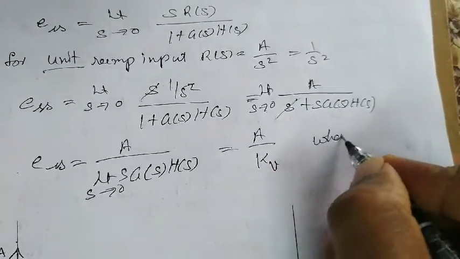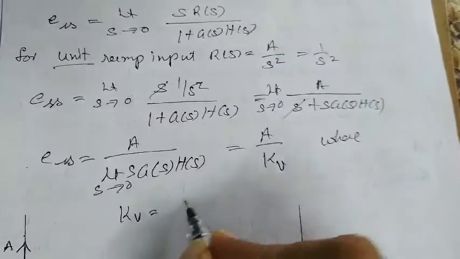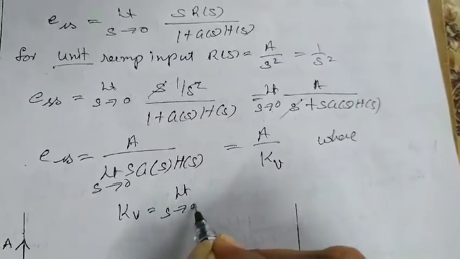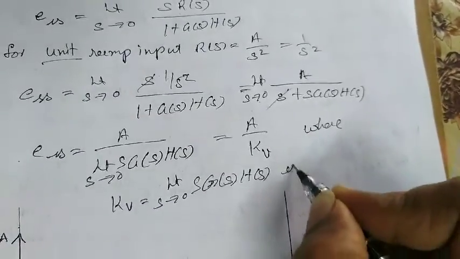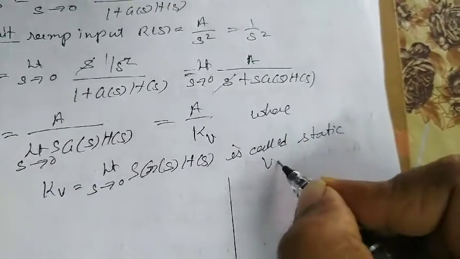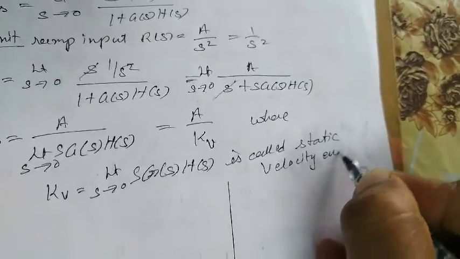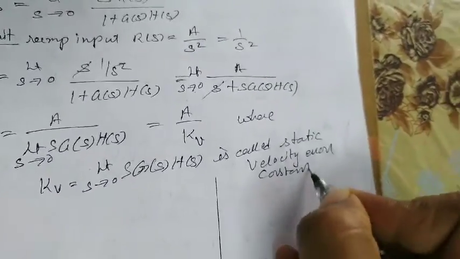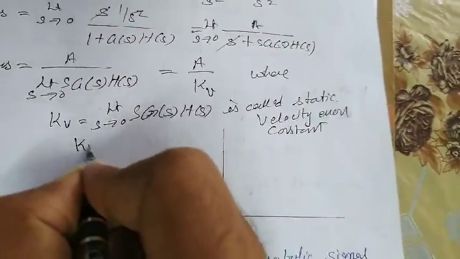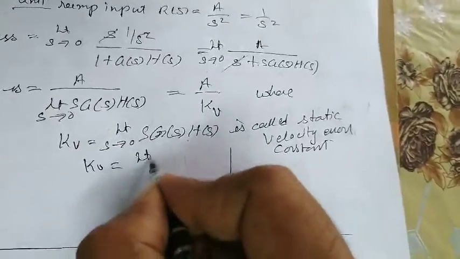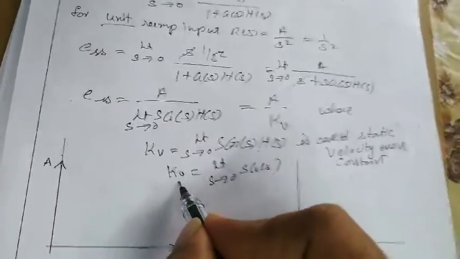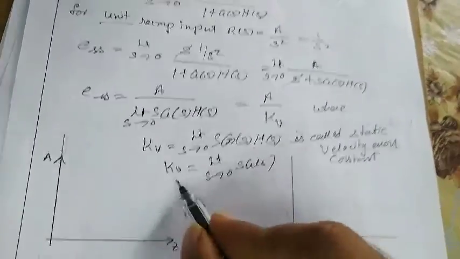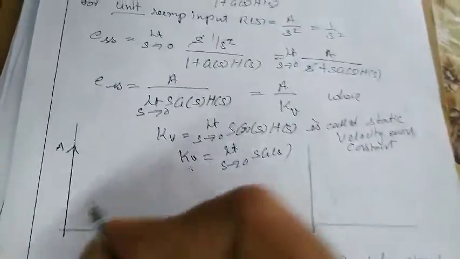So this can be written as A by Kv, where Kv is equal to limit s tends to 0 of s into G(s)H(s), which is called the static velocity error constant. If H(s) is 1, we get limit s tends to 0 of s into G(s). So this is the velocity error constant for ramp input.